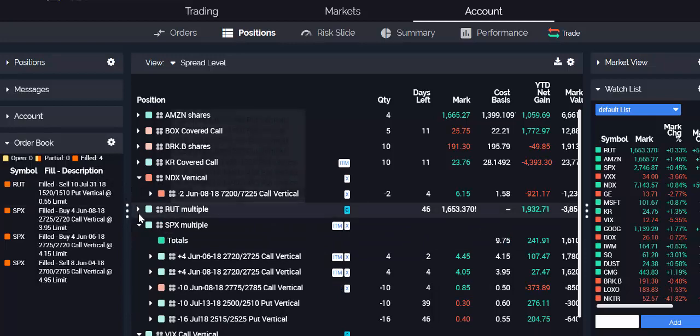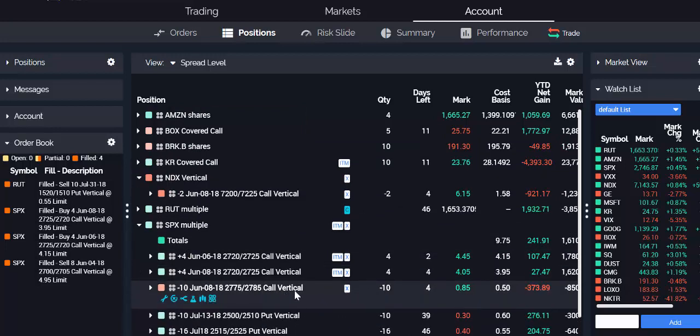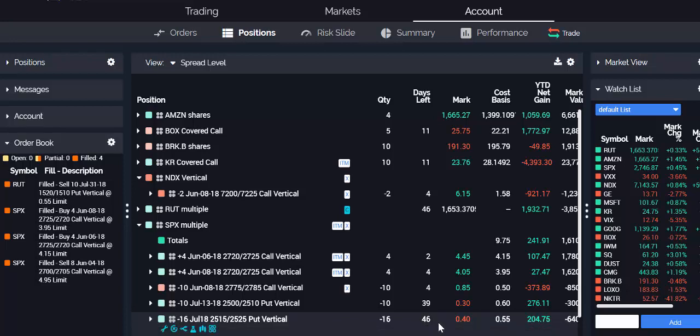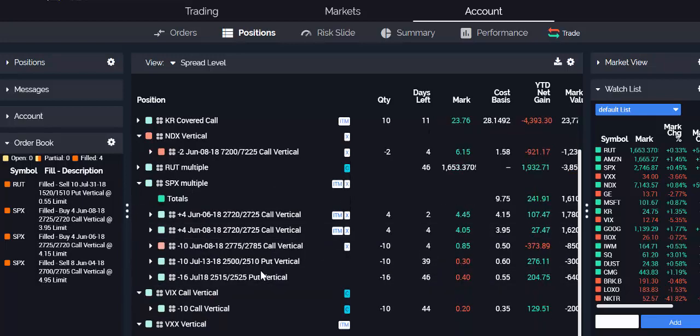As far as everything else, pretty status quo. Actually, another short-term call vertical on SPX that I put on is being challenged. It's got 4 days left on it. I'll see how I feel about that. The put verticals are doing what they do, slowly decaying, they're doing fine, and so are my positions in the RUT and everything, so that's cool.